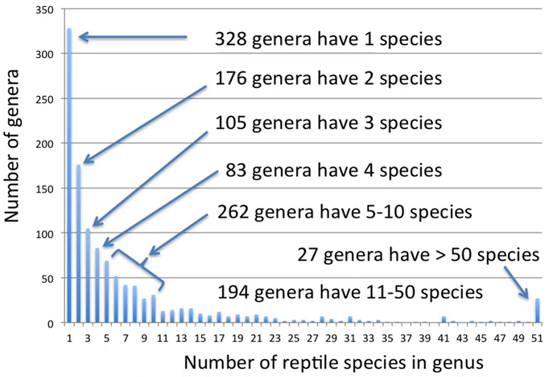Topic: Genus size. The number of species in genera varies considerably among taxonomic groups. For instance, among non-avian reptiles, which have about 1,180 genera, the most, greater than 300, have only one species, approximately 360 have between 2 and 4 species, 260 have 5 to 10 species, approximately 200 have 11 to 50 species, and only 27 genera have more than 50 species, see figure.